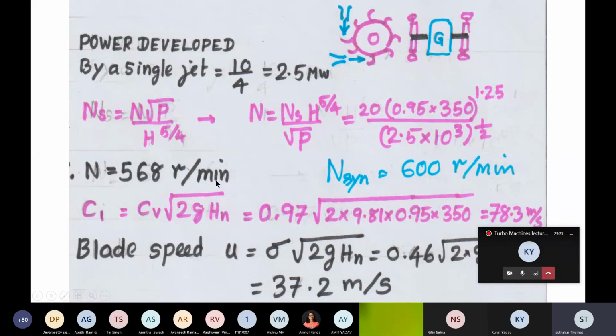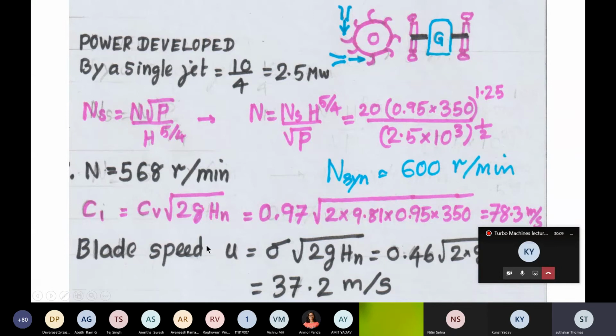So in many problems, you may have to change this and finally say that the specific speed is slightly higher. Now for this calculation, we will continue. The jet velocity C1 is CV into root 2 g H net. So the equation is there, 28.3 meter per second.